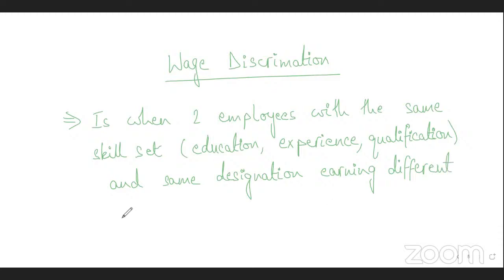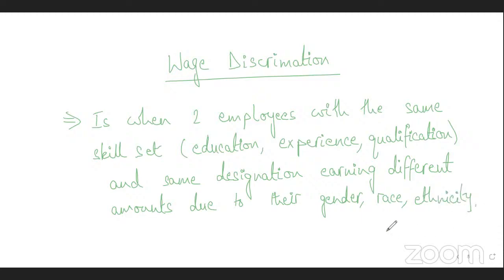They earn different amounts due to their gender, race, ethnicity, religion, whatever. Could be other things as well, but these are the major ones that I can think of. Okay, we're good on this.